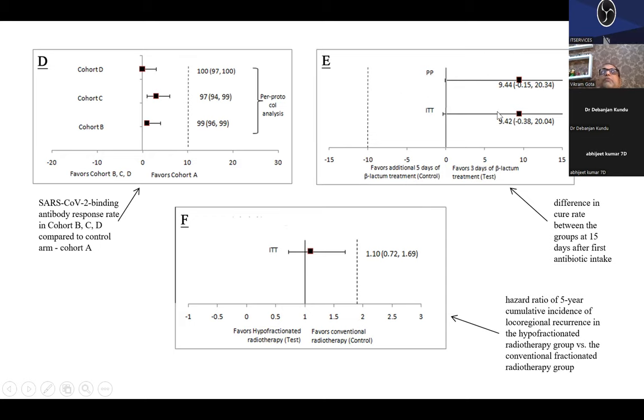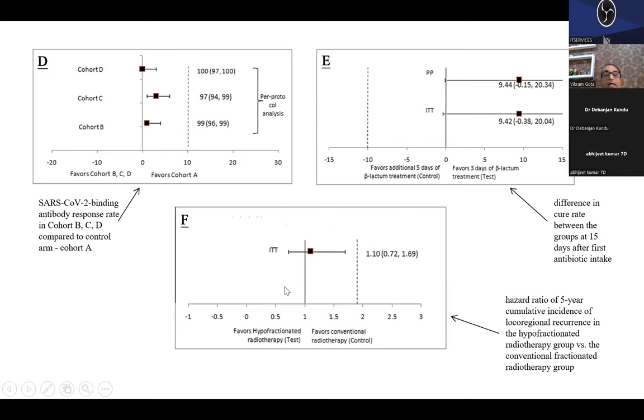Here once again, what you have seen is that in both the per protocol and intention to treat analysis, the outcomes are within the margin. In fact, it is slightly opposite. The 3 days is showing to be better for whatever reason. But anyway, it is straddling this zero line. What is more important here is that the outer bound of this confidence interval is not breaching the margin. So therefore, you can say that 3 days is not inferior to 5 days.